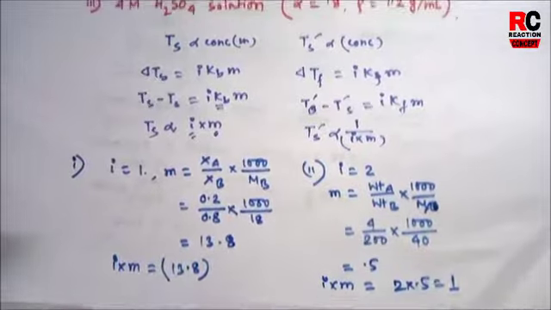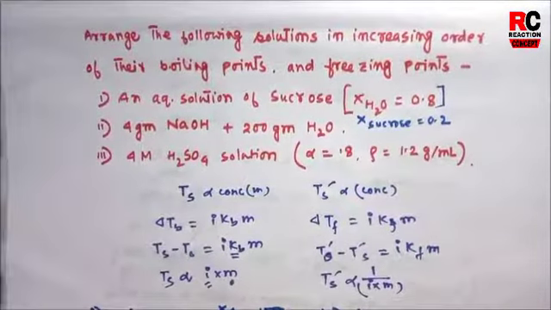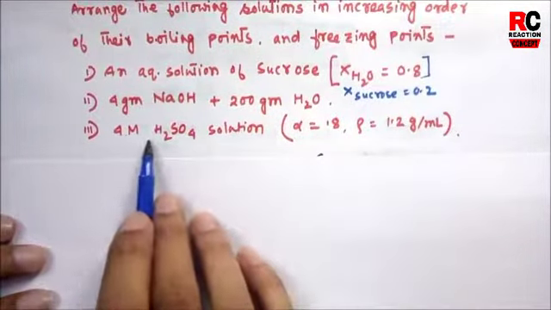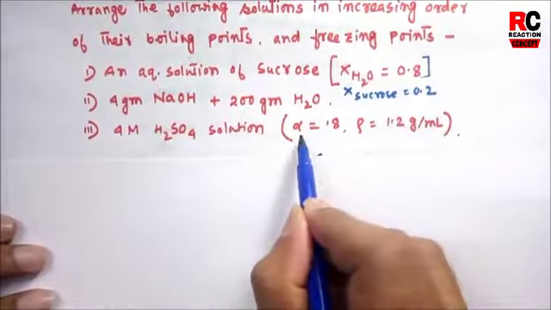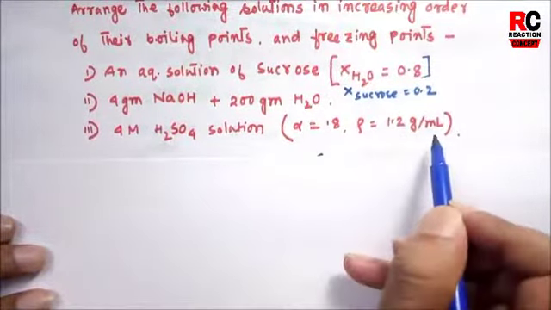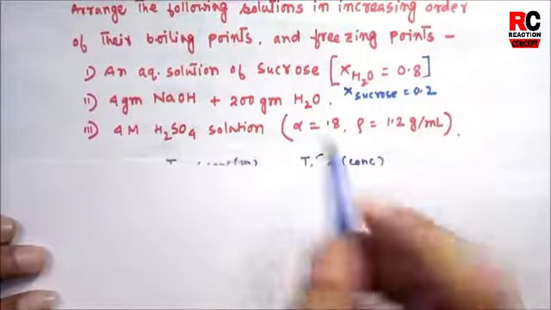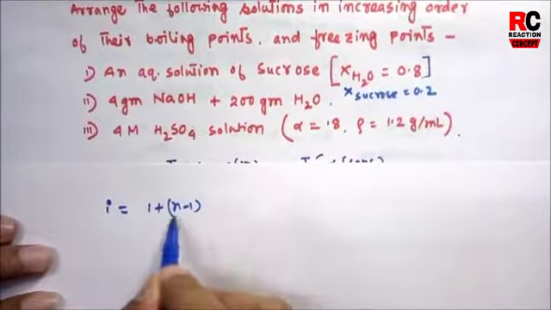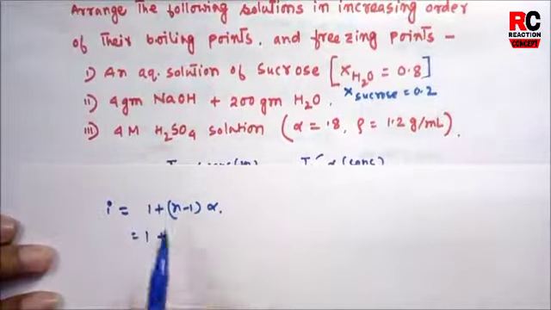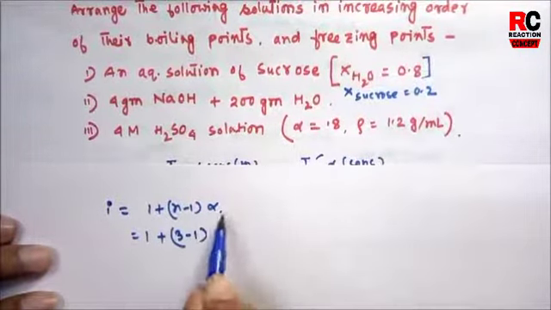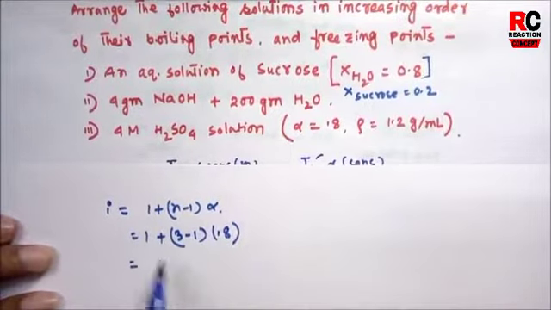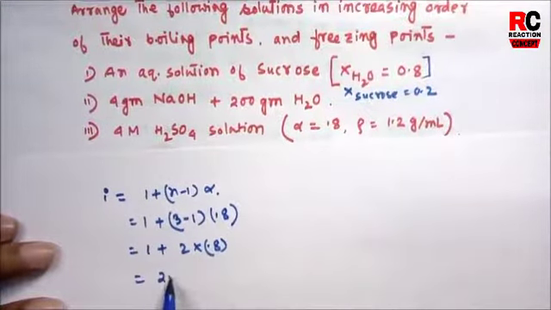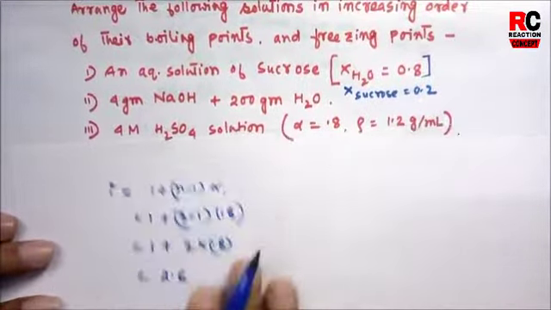Now we will see the i value and molality of the third solution. For the third solution, it is given that it is a 4 molar sulfuric acid solution, the degree of dissociation is 0.8, and the density of the solution is 1.2 gram per ml. For this solution, the Van't Hoff factor i would be 1 plus (n minus 1) into alpha. Here for sulfuric acid, n would be 3, so n minus 1 is 2, and alpha would be 0.8. If we solve this, we get 1 plus 2 into 0.8, which is 2.6. This is the i value for sulfuric acid.